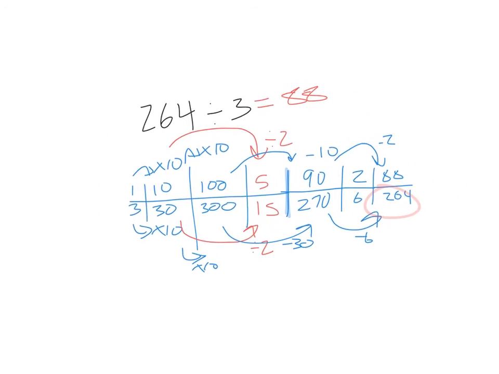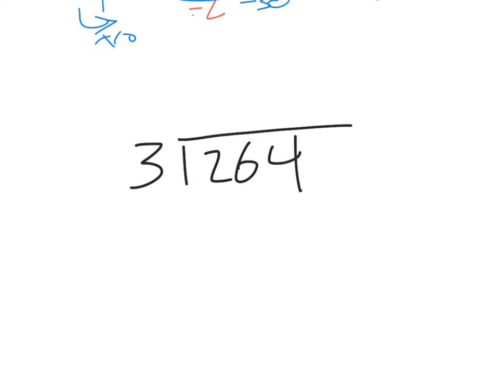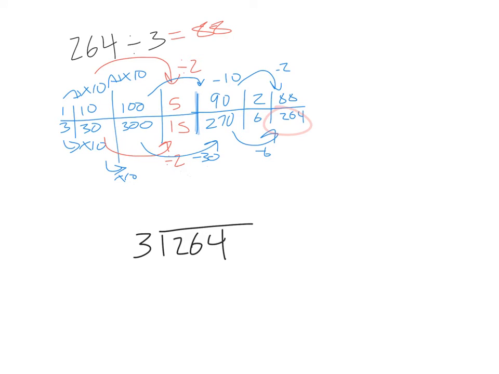Now, I'm going to back out here a touch. I'm going to use the standard algorithm to help me solve this problem. So, here we go. Three divided by 264. Now, using that ratio table there, I know that if I multiplied by 100 here, that 3 by 100, it would send me well over my goal of 264.